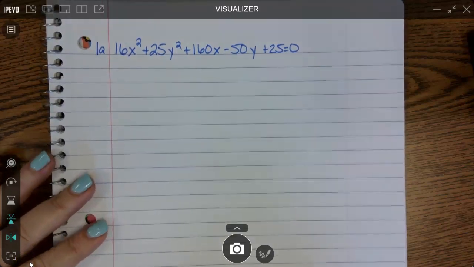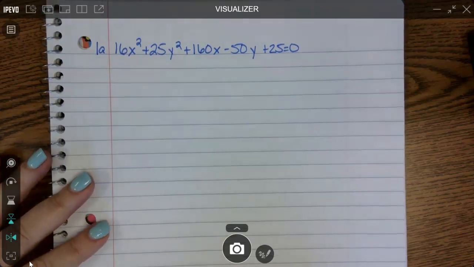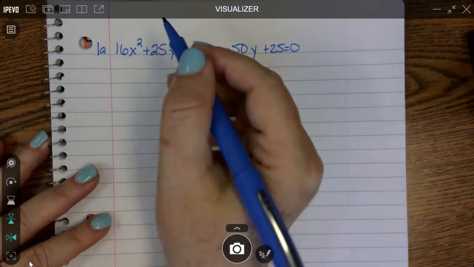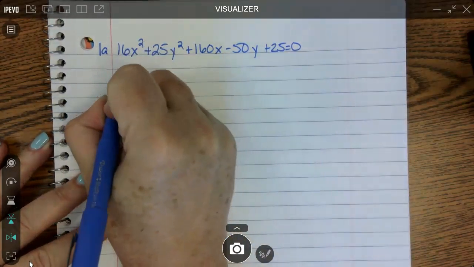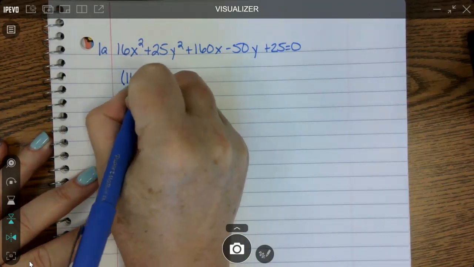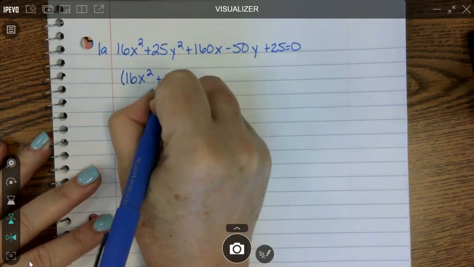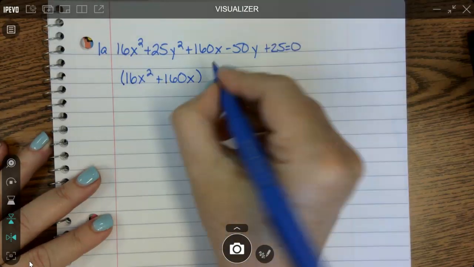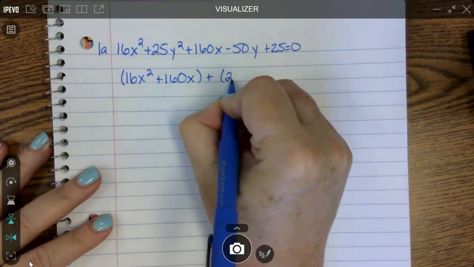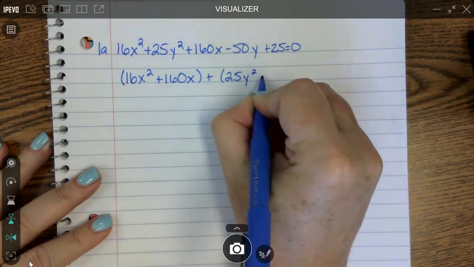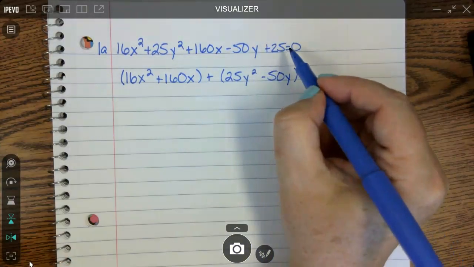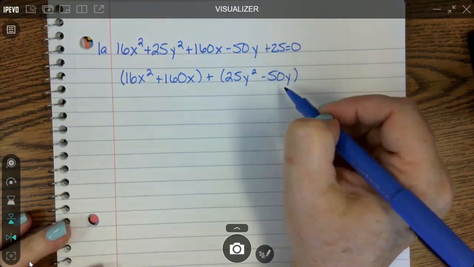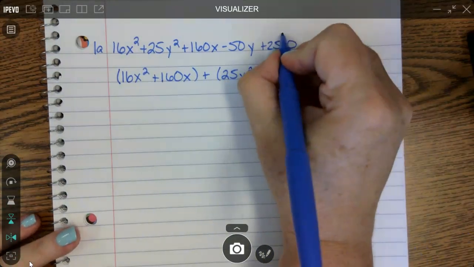Hey guys, so here we go with completing the square. Step 1, we want to get our x's together and our y's together. So I'm going to collect my x's together in one parentheses, and then we're going to do the same with the y's. Now this 25, I don't want it on the same side, so we're going to subtract it over.